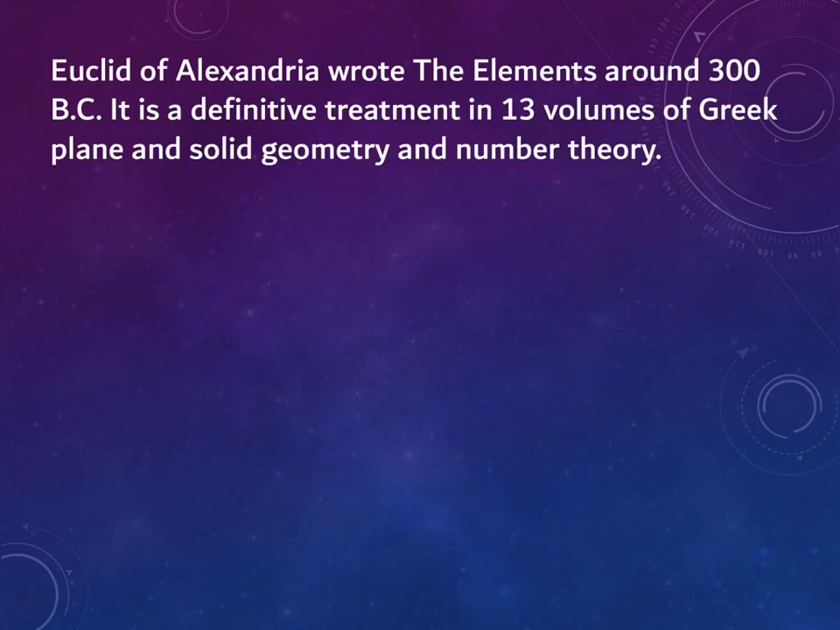Euclid was from Alexandria, and he wrote a book called The Elements. It was around 300 BC. It is a definitive treatment in 13 volumes of Greek plane and solid geometry and number theory.